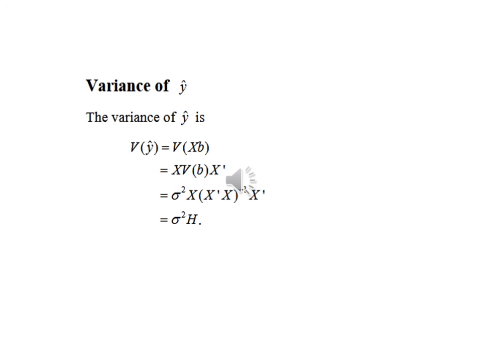Variance of y hat. The variance of y hat, V(y hat), equals V(Xb), which equals X V(b) X', which equals sigma square X (X'X) inverse X', which equals sigma square H, the hat matrix. This is the variance of y hat, and the end of our lecture.